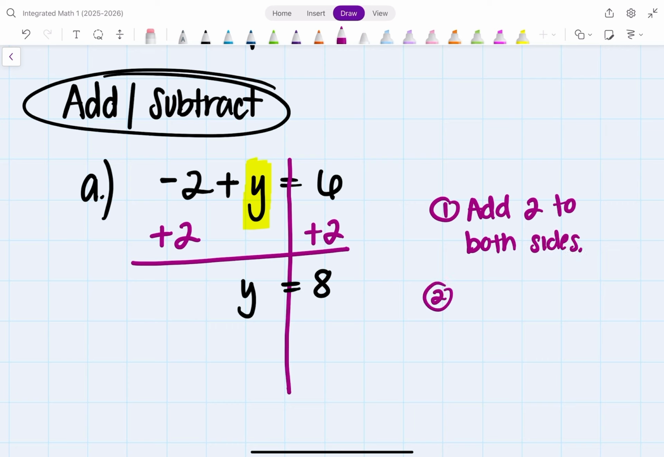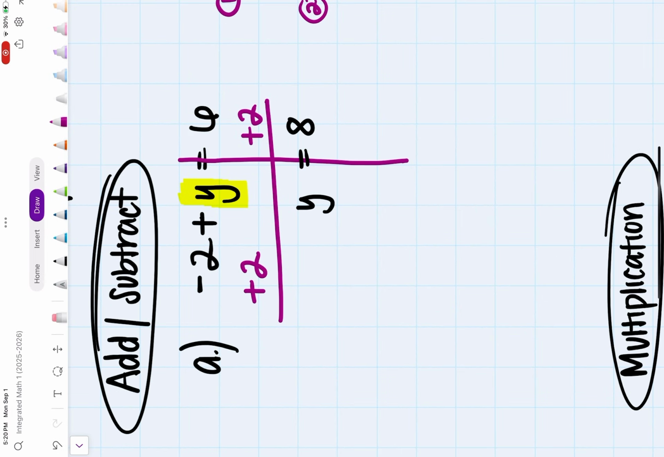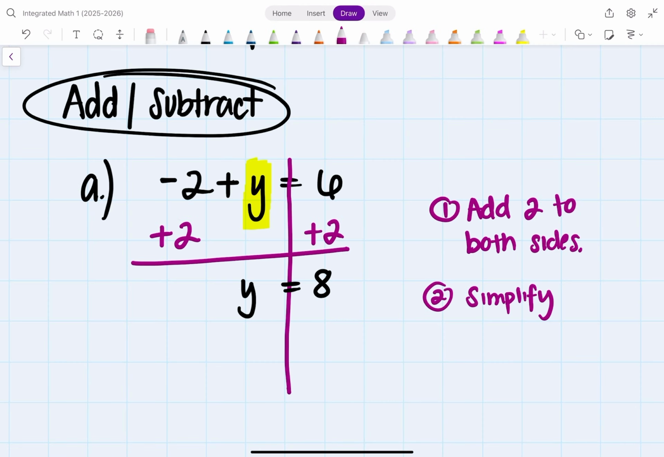Step 2 is to simplify, right? Which we did. 6 plus 2 gave us 8. All right, let's take a look at the next one.